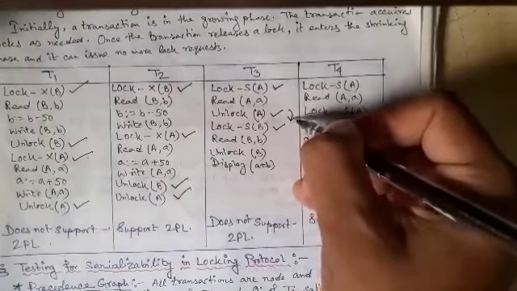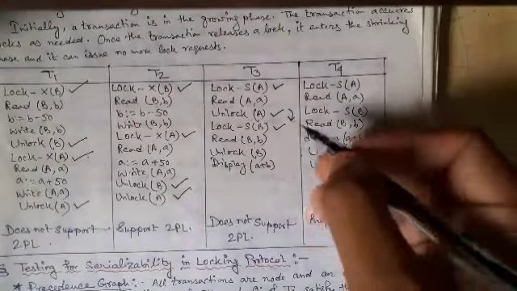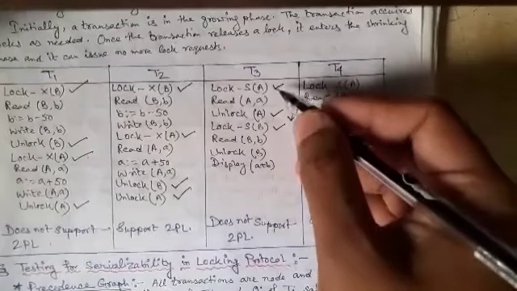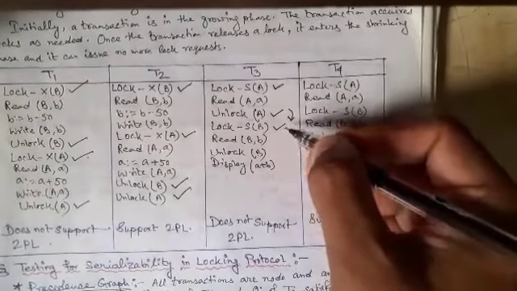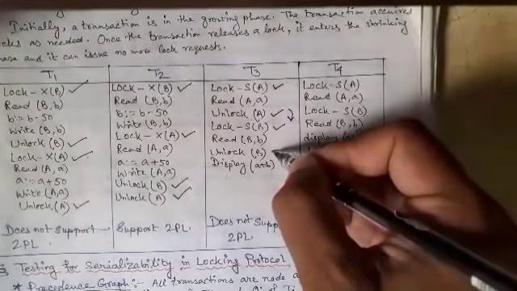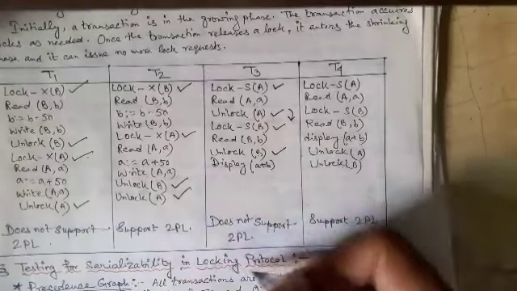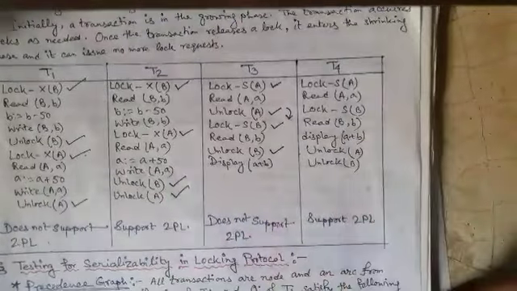So in this, that will not be possible. Growing, shrinking, growing to shrinking, again shrinking to growing is not possible. Again that will be the shrinking. So that does not support the two-phase locking protocol.